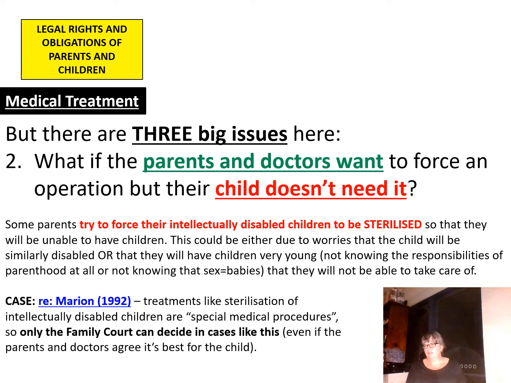Number two, second issue. What if the parents and doctors want to force an operation, but their child doesn't need it? This might seem odd, but it's particularly true in what I'm about to talk about. So some parents try to force their intellectually disabled children to be sterilised so that they will be unable to have children. This could be either due to worries that the child will be similarly disabled or that they will have children very young, not knowing the responsibilities of parenthood at all, or not knowing that sex equals babies, and that they will not be able to take care of.